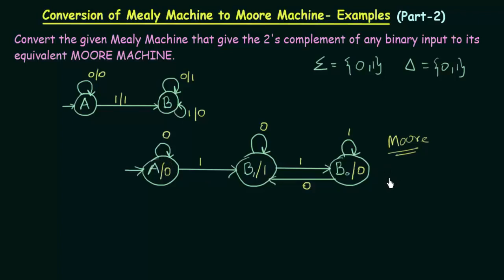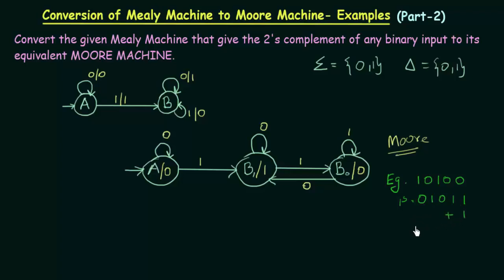Let us say that we want to find the 2's complement of this number, 10100. So how do we find the 2's complement? First we have to convert it to its 1's complement. How? Just flip the bits: 0, 1, 0, 1, 1, and then add 1 to this.